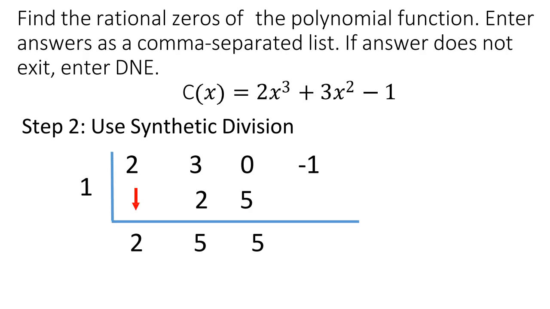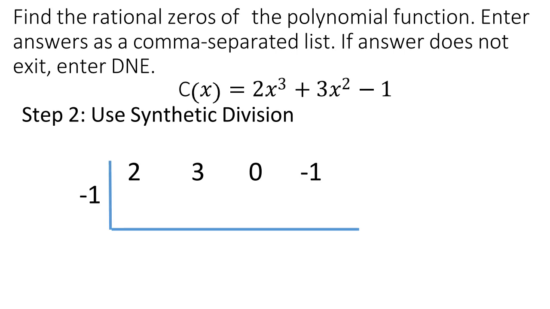Okay, so bring down my 2. 1 times 2 is 2. 3 plus 2 is 5. 1 times 5 is 5. 0 plus 5 is 5. 1 times 5 is 5. Minus 1 plus 5 is 4. Since the remainder was not 0, x equals 1 is not a zero. So let's go ahead and use the very next one. Let's try it one more time.